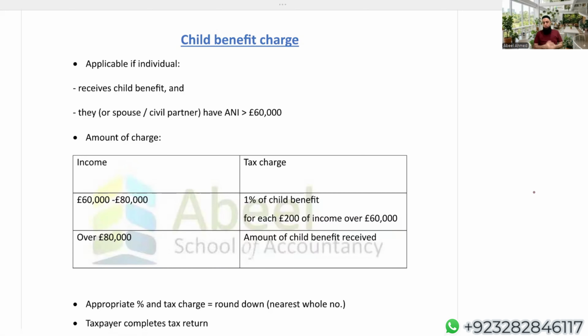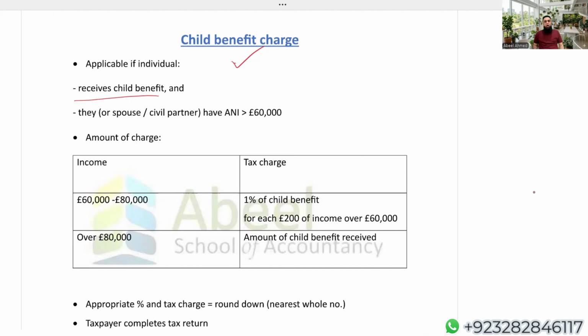Let us quickly discuss one rule. The name of that rule is child benefit charge. Number one, let's say husband and wife, any one of them has received a child benefit. Then how does the child benefit charge work? In case of husband and wife, after receiving the child benefit, HMRC is going to see which one has a higher adjusted net income. If any one of them has an adjusted net income more than £60,000, only then will the child benefit charge apply.